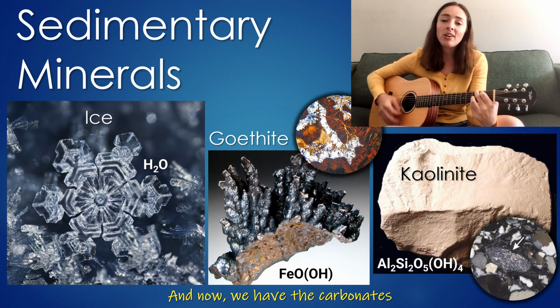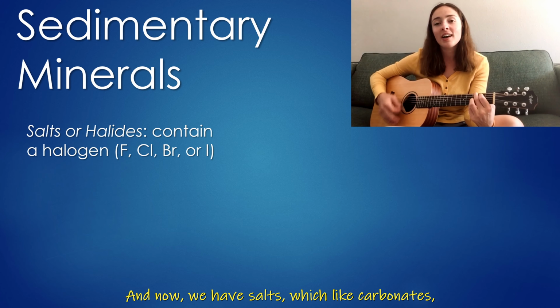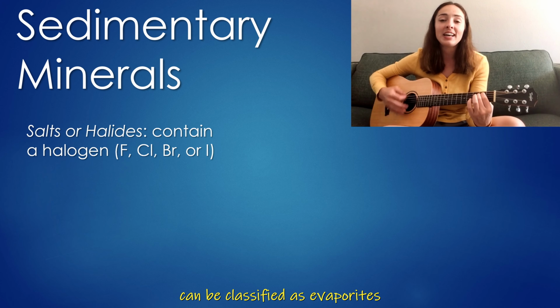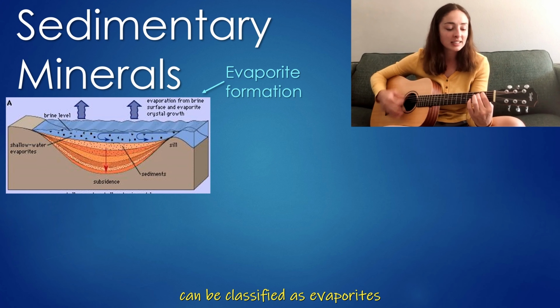rhodochrosite, siderite. And as for the carbonates, we have magnesite. And now we have salts which, like carbonates, can be classified as evaporites. And these include halite, sylvite, gypsum, and anhydrite.